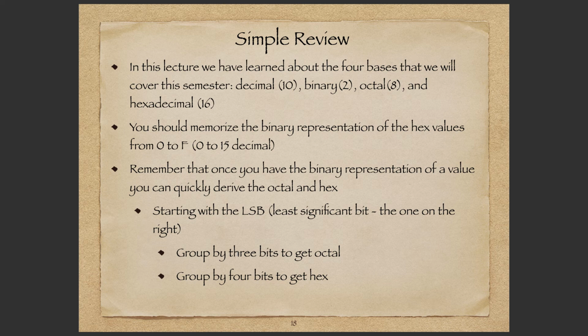So we've considered decimal, binary, octal, hexadecimal. You should do your best to memorize the binary equivalent of the first 16 hex digits. At least be able to regenerate them quickly. And when you want to convert from octal to hex to binary, always start at the LSB of the binary number, group by 3s to get an octal digit, group by 4s to get a hexadecimal digit.